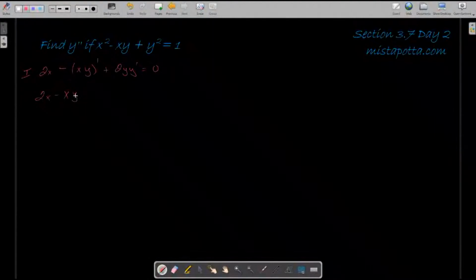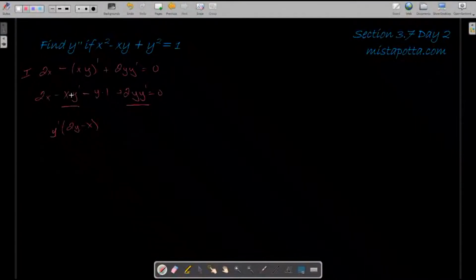And then here, when I'm taking the derivative of this product, I'm going to have first times derivative of the second plus second times derivative of the first plus 2y prime equals 0. And again, I'm using y prime because it's a much shorter way of writing dy dx, but it really is the same thing. I still want to get my y prime terms by themselves, so I'm going to need to move these other terms to the other side.